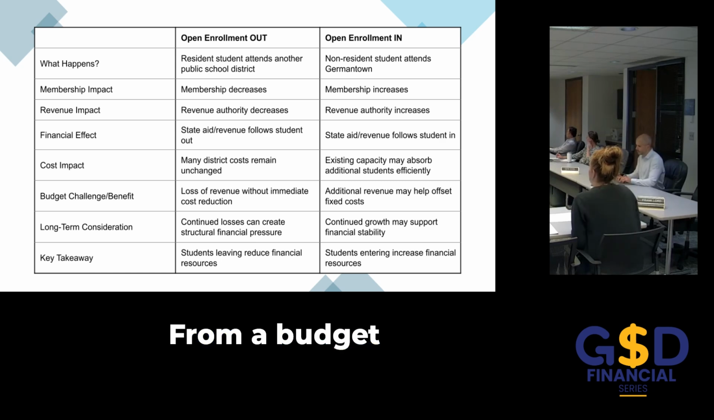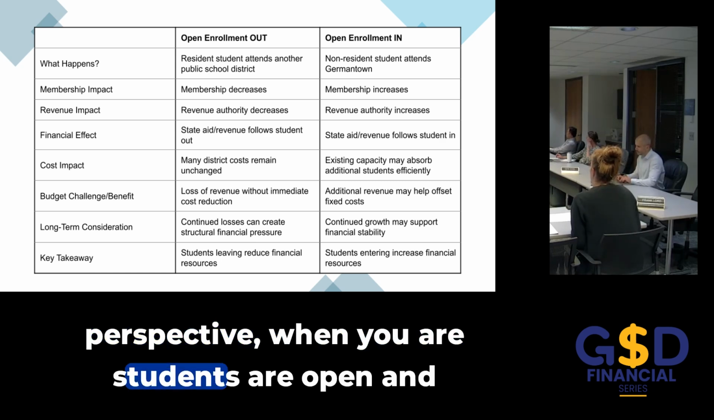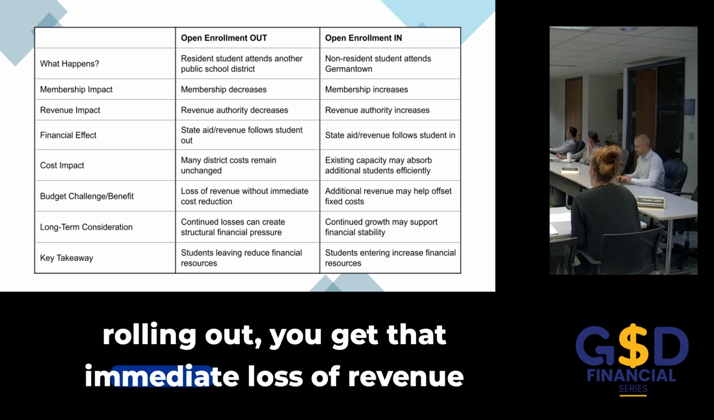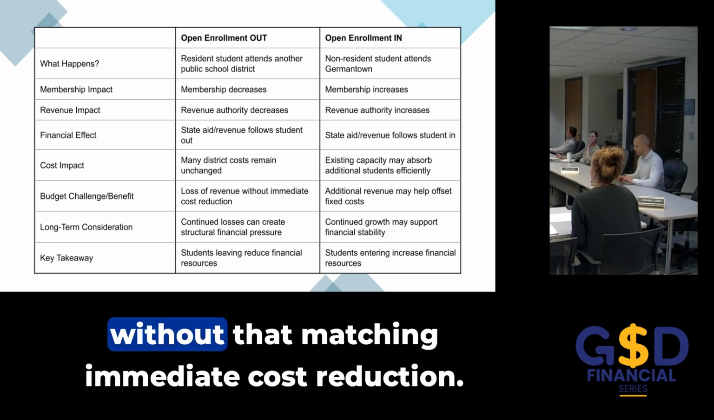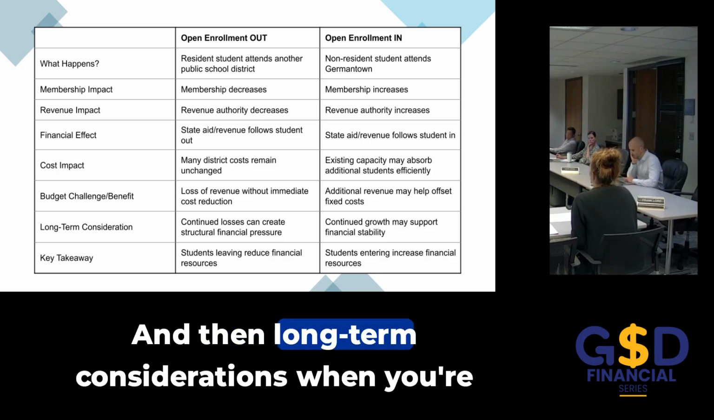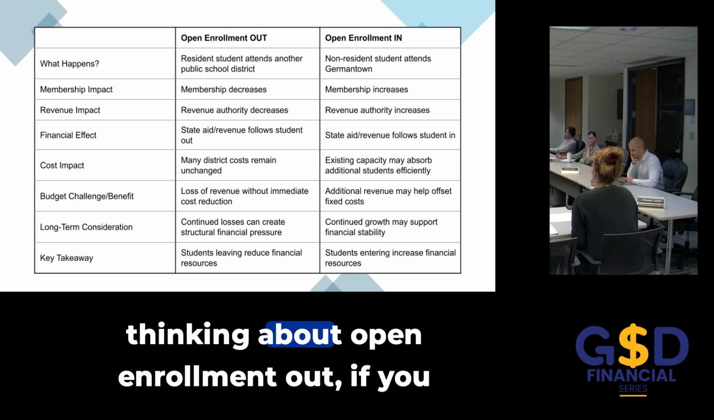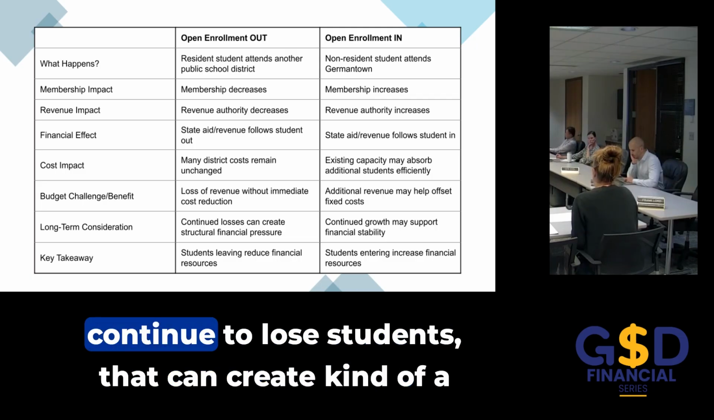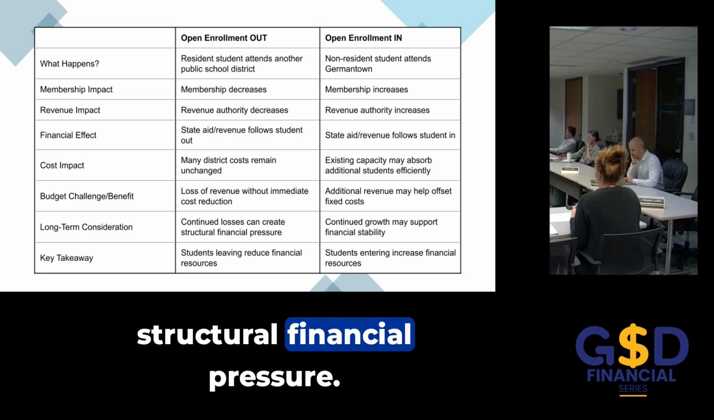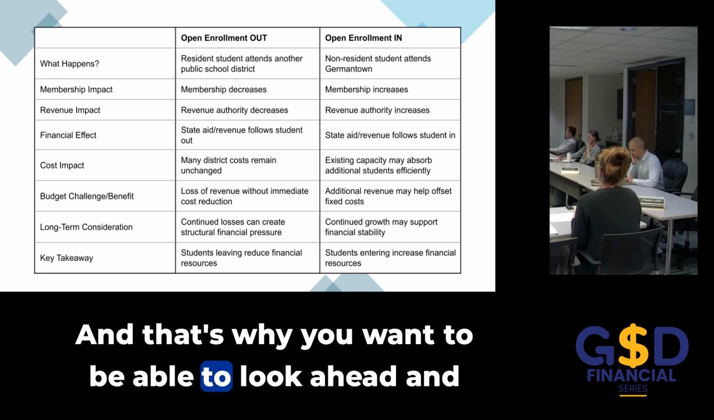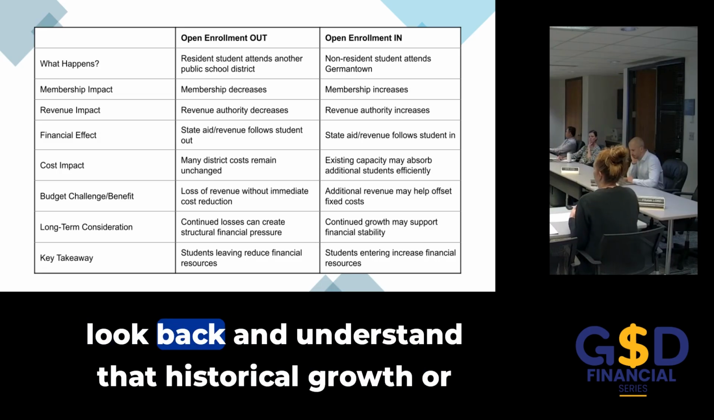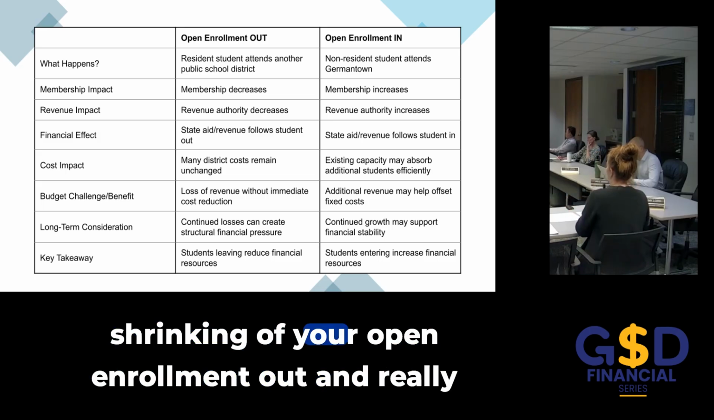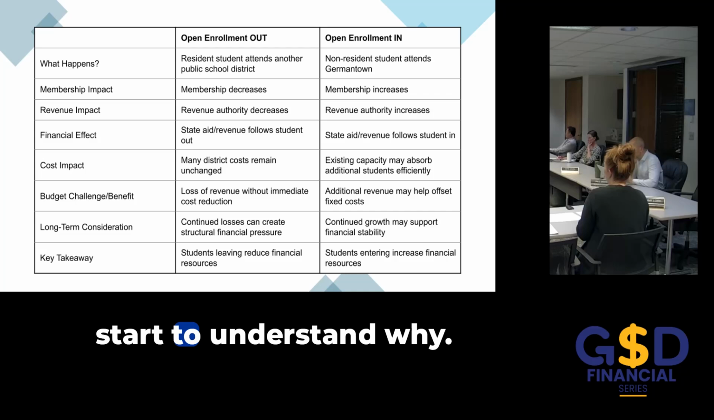From a budget perspective, when students are open enrolling out, you get that immediate loss of revenue without that matching immediate cost reduction. And then long-term considerations, when you're thinking about open enrollment out, if you continue to lose students, that can create kind of a structural financial pressure. And that's why you want to be able to look ahead and look back and understand that historical growth or shrinking of your open enrollment out, and really start to understand why.